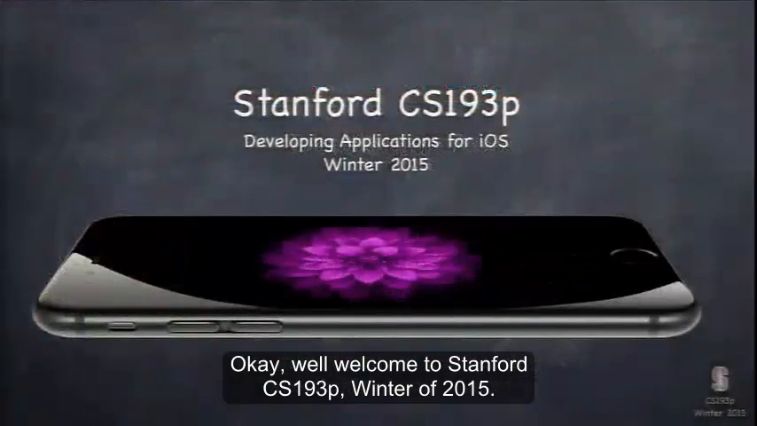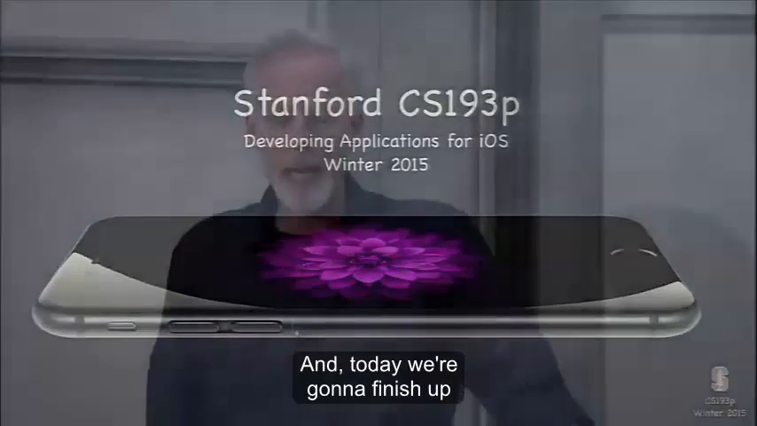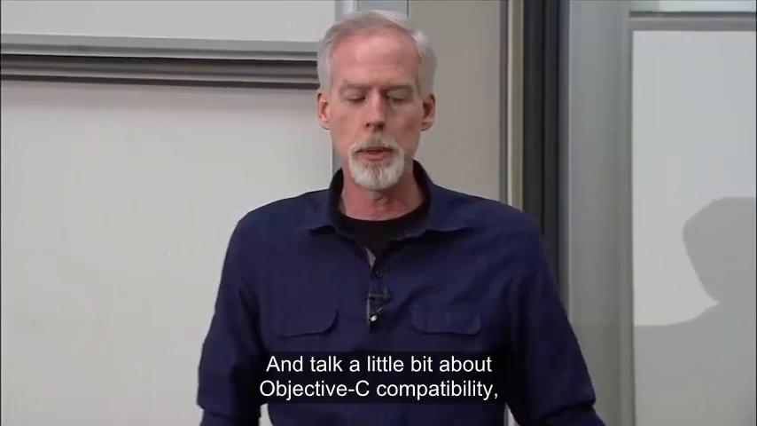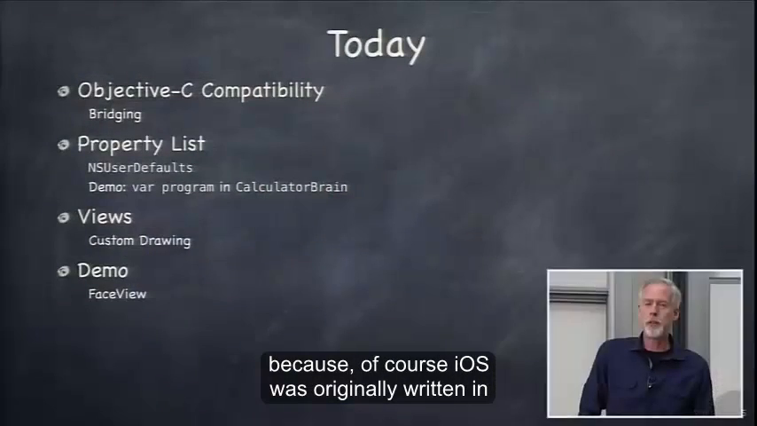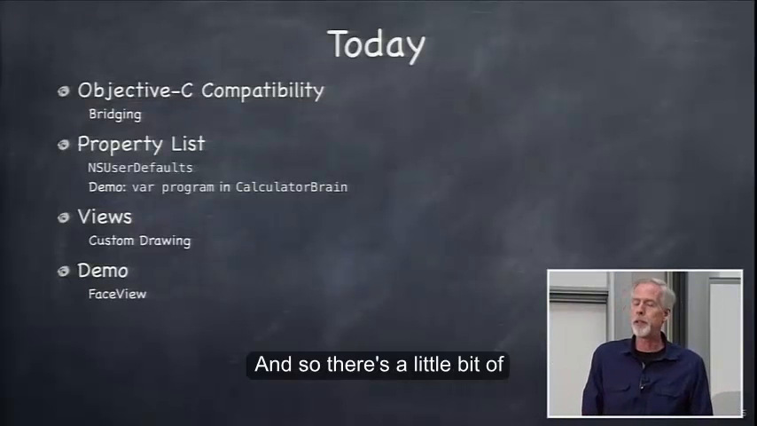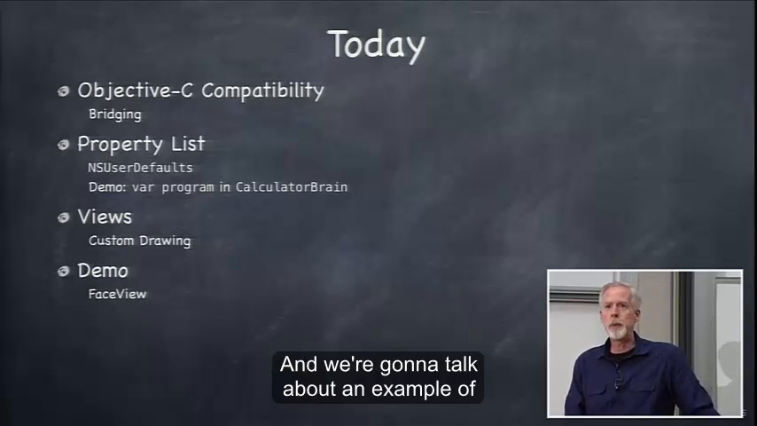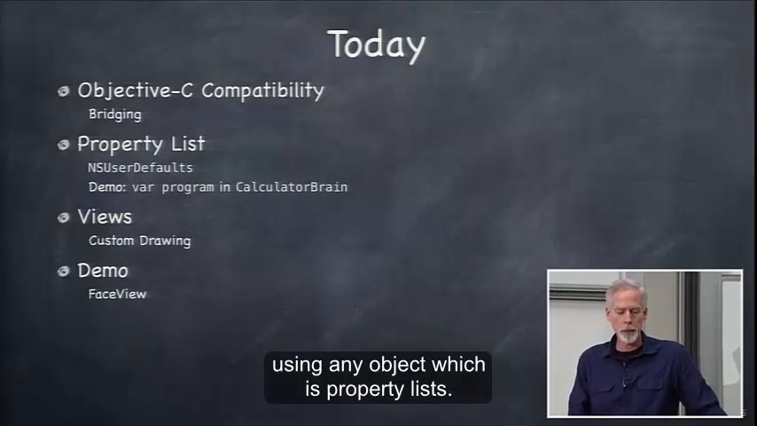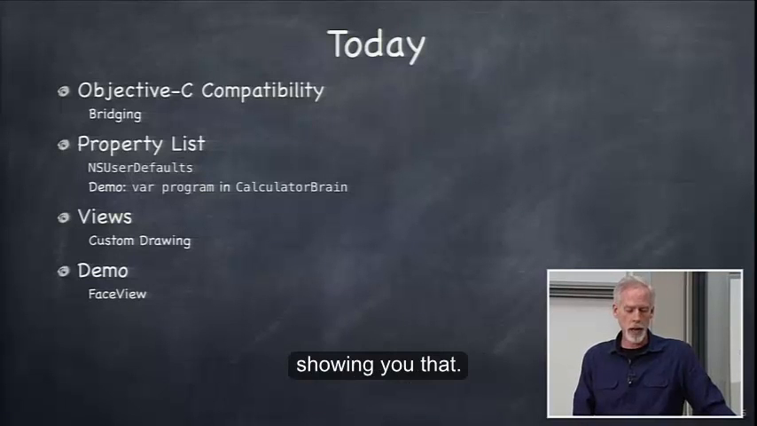Okay, well, welcome to Stanford CS193P, winter of 2015. This is lecture number 5. And today we're going to finish up what we were talking about last time and talk a little bit about Objective-C compatibility, because, of course, iOS was originally written in an entirely different language. And so there's a little bit of bridging between the Swift world and the old world. And we're going to talk about an example of using AnyObject, which is property lists. And I'm going to do a kind of brief demo even, showing you that.